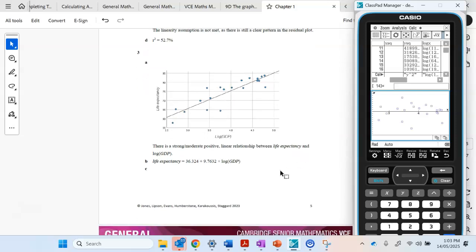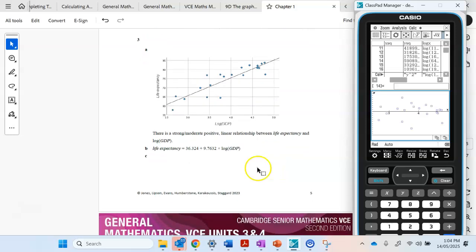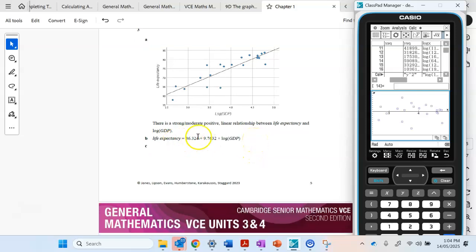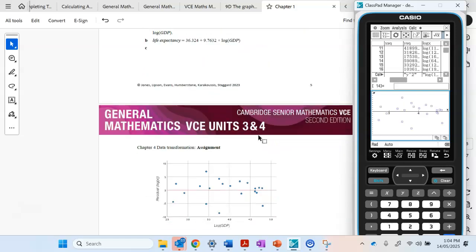All right, so there's our scatter plot with the regression line on there. It has interpreted the association in terms of strength, direction, and form. And then we've got our equation there, which I read out to you before. All right, just making sure you keep your variables consistent, and in terms, you're not using X and Y, you're using life expectancy and GDP.